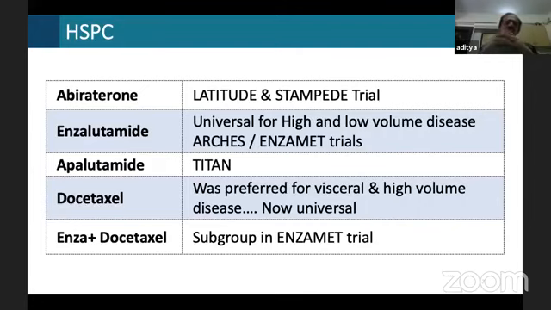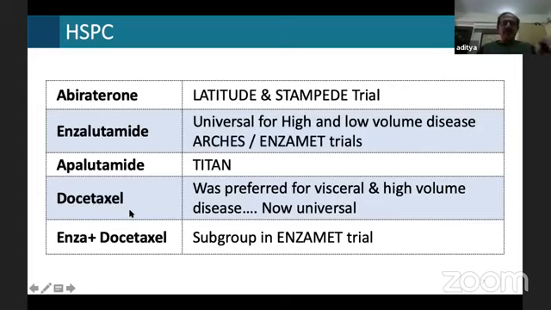Now let's come to the second scenario, hormone sensitive prostate cancer, which is metastatic. So the patient has come de novo metastatic. He is hormone sensitive. What do I do in this scenario? Well, there are many drugs available: abiraterone, enzalutamide, apalutamide, and docetaxel, which is our standard first-line chemotherapy.